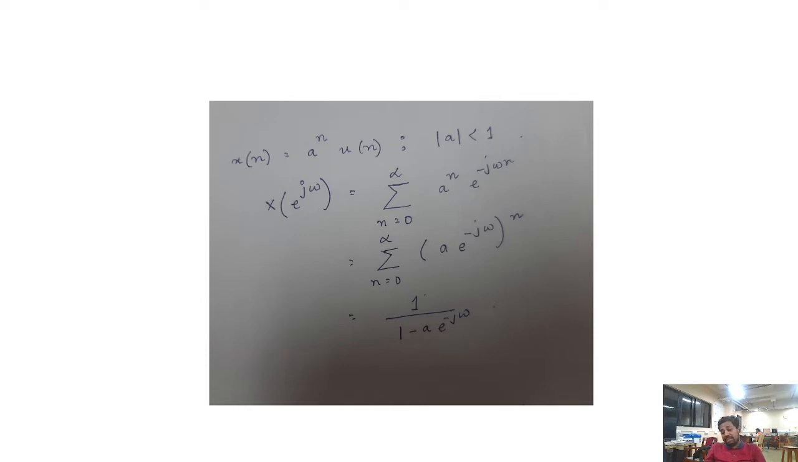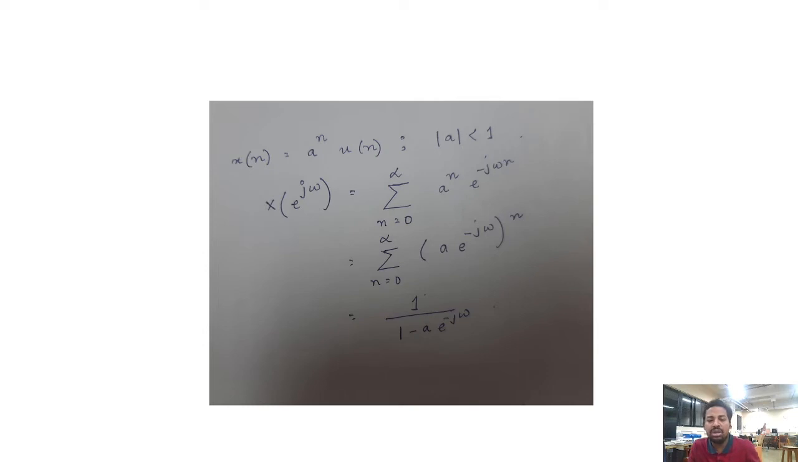That is, this function can be broken in this manner: you just replace n with 0. So what will we have? Anything to the power 0 is 1. So it is 1 plus, then you replace n with 1, and you will have a into e to the power of minus j omega, then plus a into e to the power of minus twice j omega, and so on. And this is of the form 1 plus x squared till infinity.